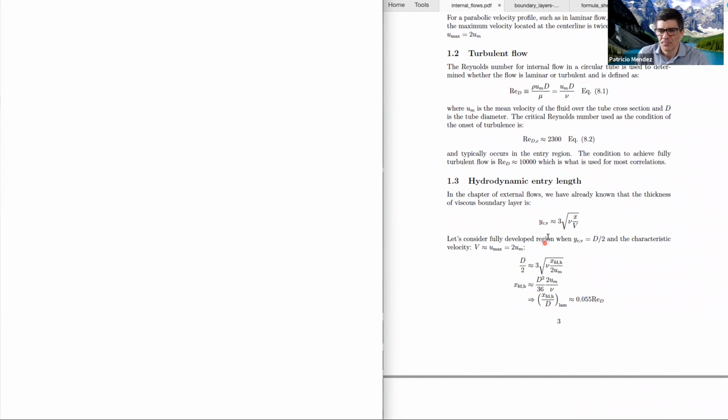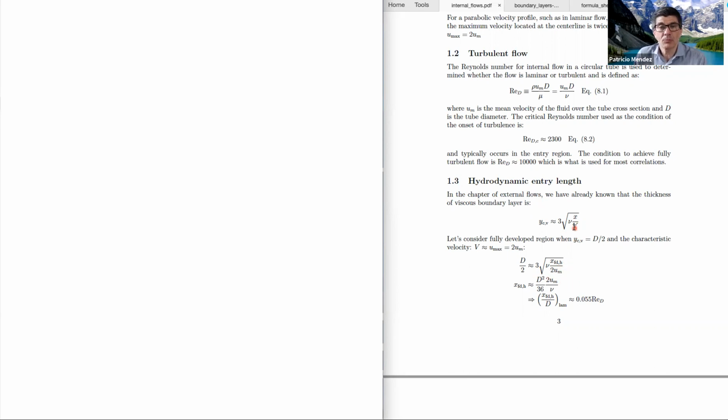What I put here, the thickness was 3, and this 3, remember, it's not just a 3, it's 4 years that ruined the life of Blasius, just so you can have a number 3, and you don't need to ruin your 4 years in getting it. This is not just any number 3, right? Square root of nu x over velocity, and x is going to be the entry length. I'm using the notation of the book, which is pretty cumbersome. That is x_fd,h, from fully developed, h means hydrodynamic, right?